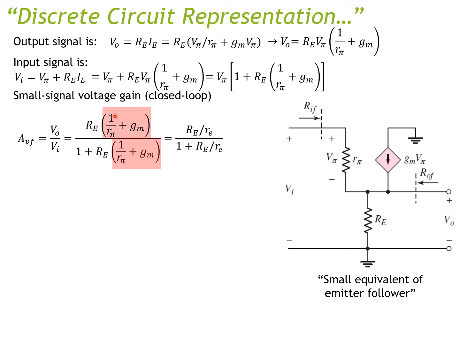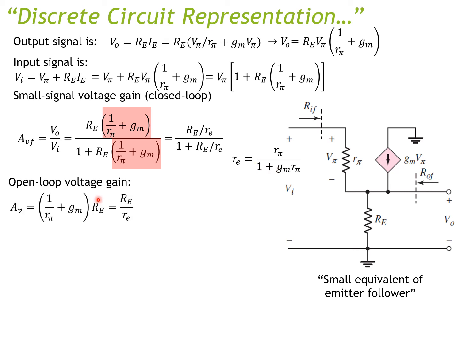Now since these terms are quite similar on the top and the bottom, right? You can define this term as small r, small re. Okay, small re is going to be r pi over 1 plus gm r pi. So the open loop voltage gain will be 1 over r pi plus gm multiplied by RE, or it's going to be RE over small re.